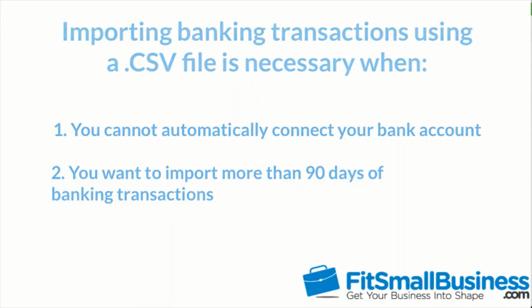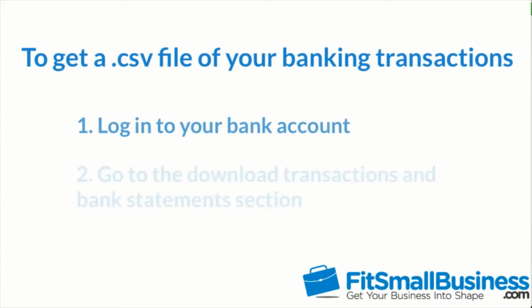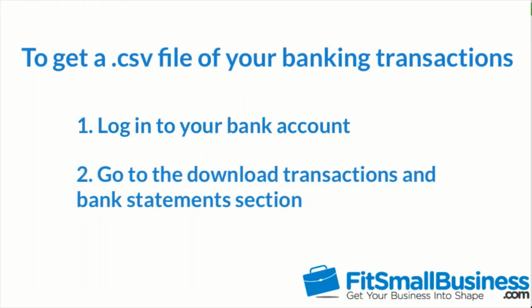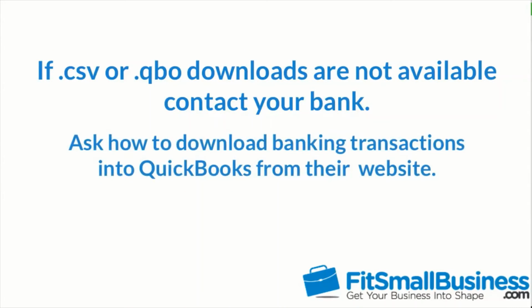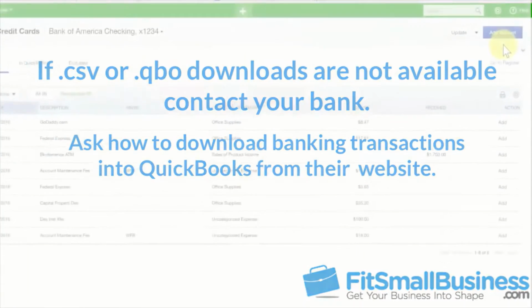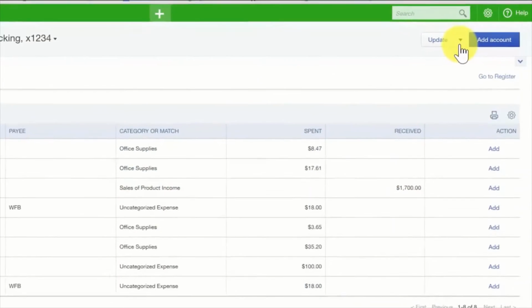To obtain this type of file, log into your bank account and go to the section where you can download transactions or bank statements. Most likely you will have the option to download your transactions in multiple formats. If you don't see either of these options, CSV or QBO, then contact your bank. Let them know that you would like to download your banking transactions into QuickBooks and you would like to know how to do that from their website. To begin import, click the drop-down arrow to the right of the Update button.